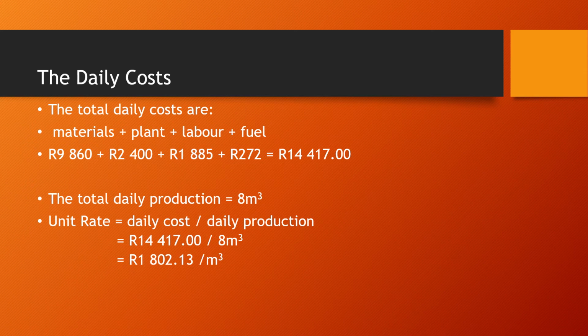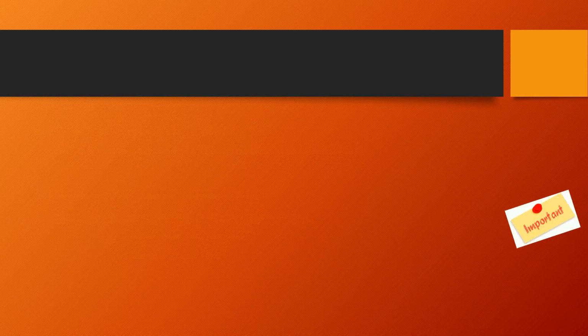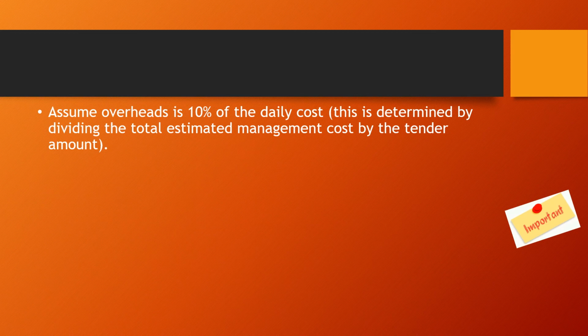But now this doesn't end there. This is just the rate. We have not put any P's and G's here. We haven't put any profit markup on this. So now we're just going to do a very simple way of putting in your profit and your overheads. Let's assume that on this particular work operation, your overheads will be 10% of the daily cost.